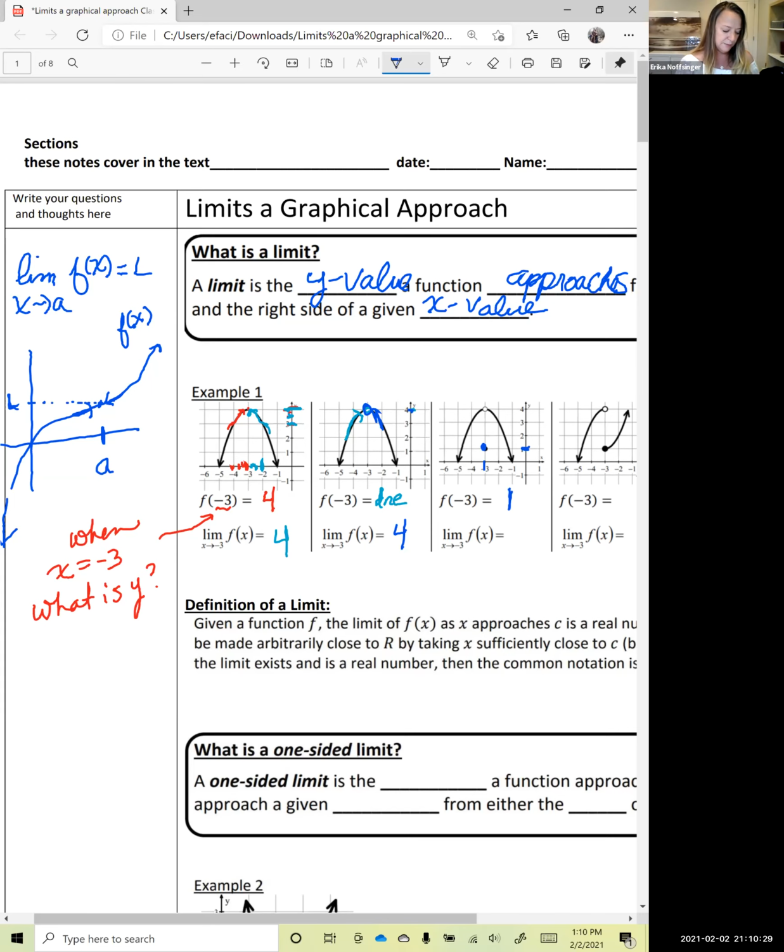But let's look at the limit as x is approaching -3. So is the left-hand side and the right-hand side approaching the same y value? If so, even if that y value isn't existing there, if it's approaching the same y value on the left and the right, getting closer and closer to some y value, which it is, the limit exists, and in this case is 4.